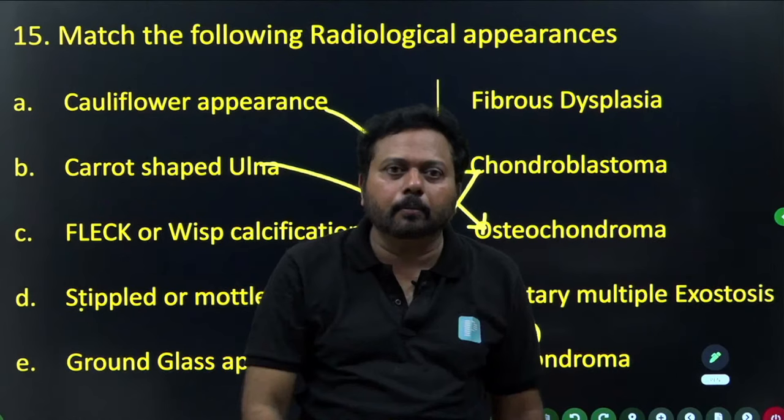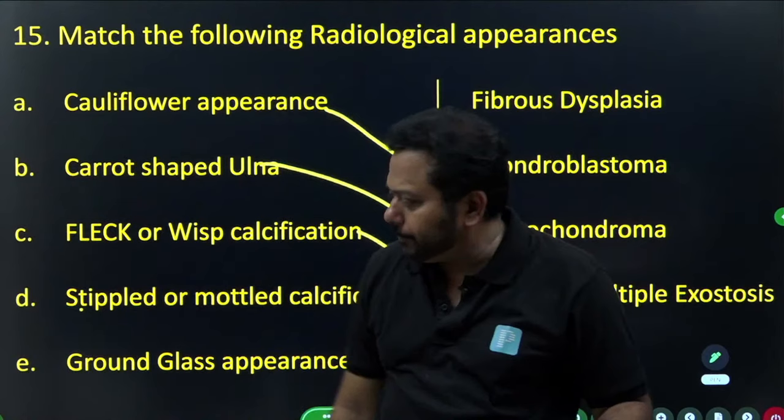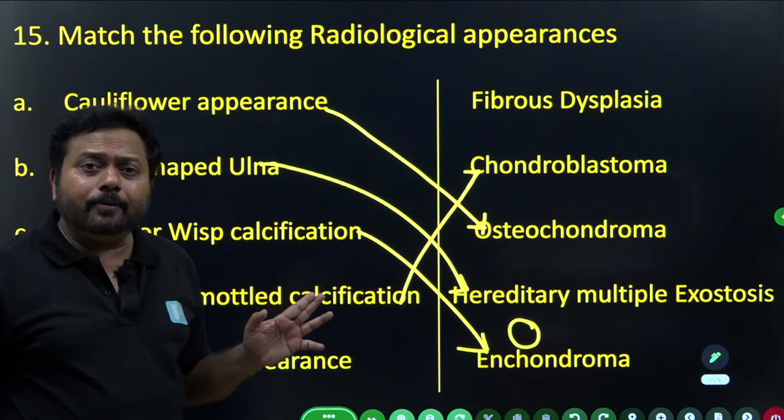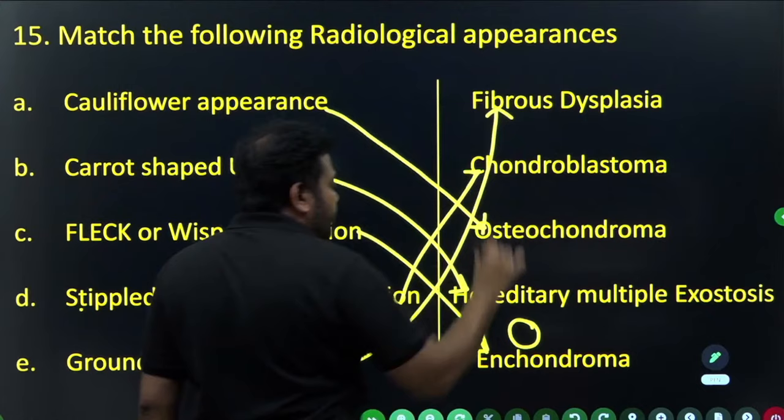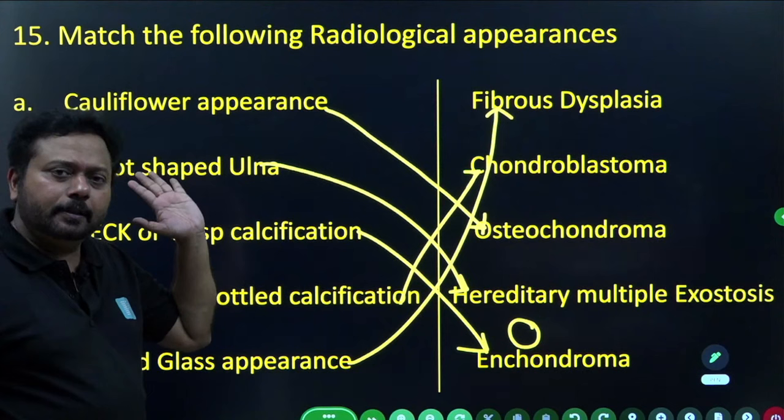Very simple. If it is chondroblastoma, it gives a stippled or mottled calcification. Last but not the least, if you are seeing a ground glass appearance in the X-ray, the only diagnosis is fibrous dysplasia. All are time-honored standard MCQs, dear friends. So, ground glass appearance, fibrous dysplasia. Good.